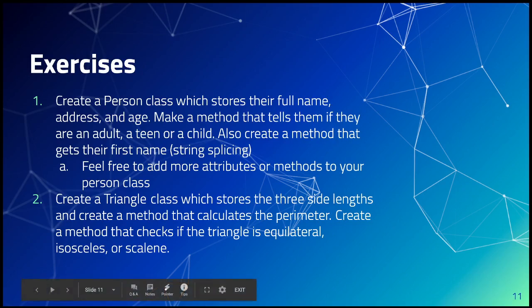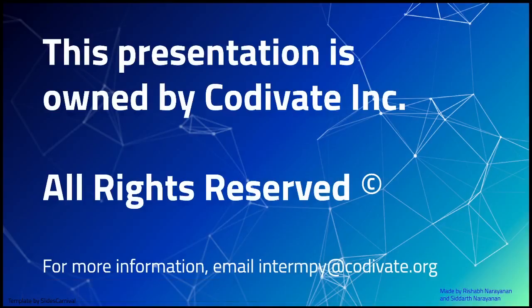The second exercise is to create a triangle class which has 3 side lengths, and you want to create a method that calculates the perimeter. Then you want to create a second method that checks if the triangle is either equilateral, isosceles, or scalene. And the rules for that: a triangle is equilateral if all 3 sides are equal. A triangle is isosceles if at least 2 sides are equal. And a triangle is scalene if none of the 3 sides are equal to each other. And those are the 2 exercises we have. If you want to practice, you can add more challenges to test yourself.